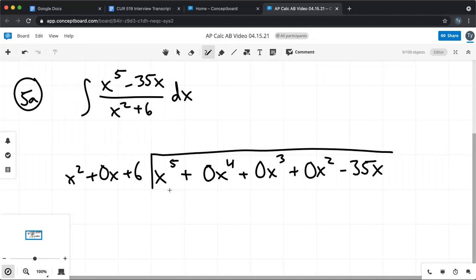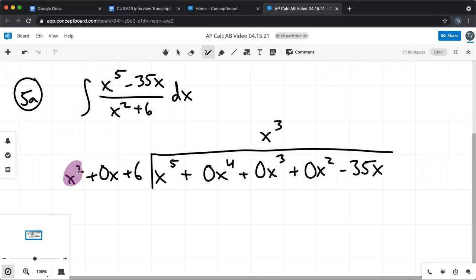Now, when we're doing polynomial long division, it's key to look at the first term. We're going to ask, is there anything I can multiply to this first term in order to get this first term? And the answer is yes. If we multiply x squared by x cubed, we add the powers and get x to the 5th. So we're going to say, yeah, x cubed. And then we multiply x cubed by each of these.